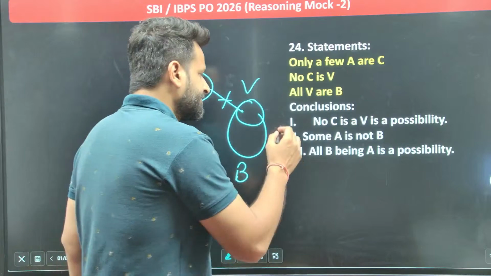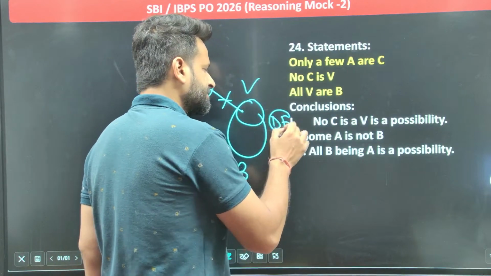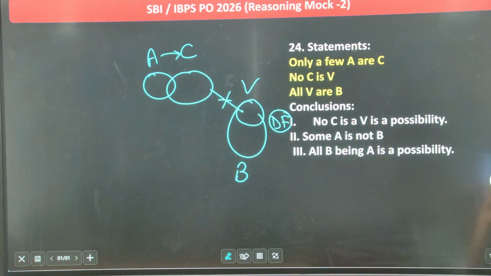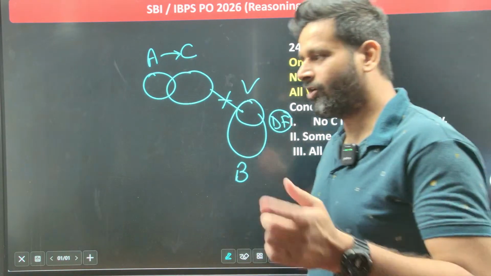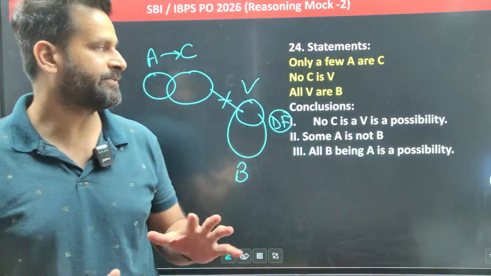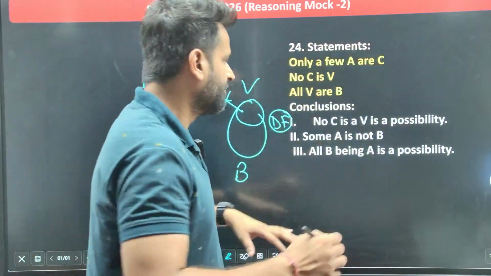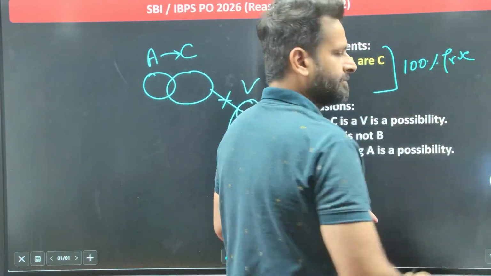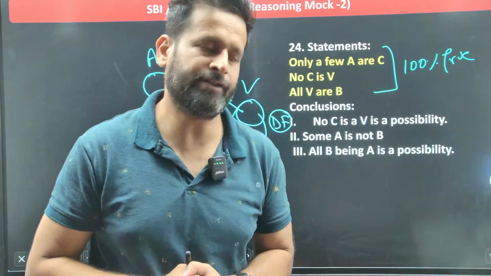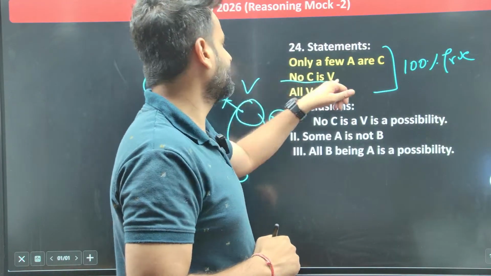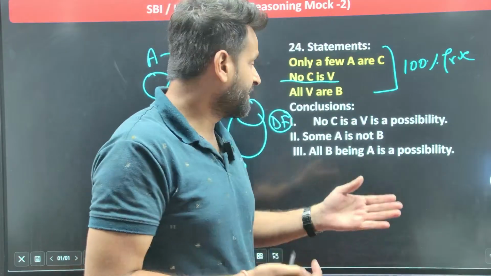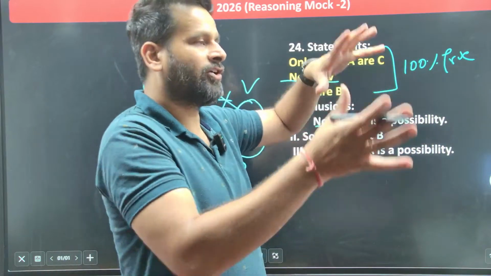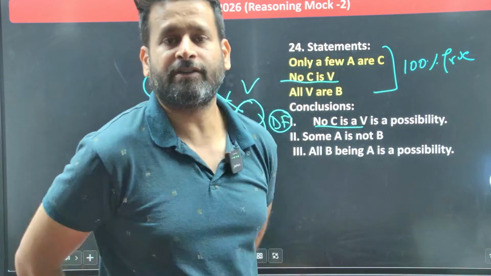Acha. This one will be definitely false. Can you explain why this is definitely false? Because whatever is given in the statement, we always consider that to be 100% true, and a restatement as a possibility is always false. Already we know that no C is V. And now it is saying that no C is V is a possibility. So of course it is wrong. The things that are already true, their possibility is always wrong.